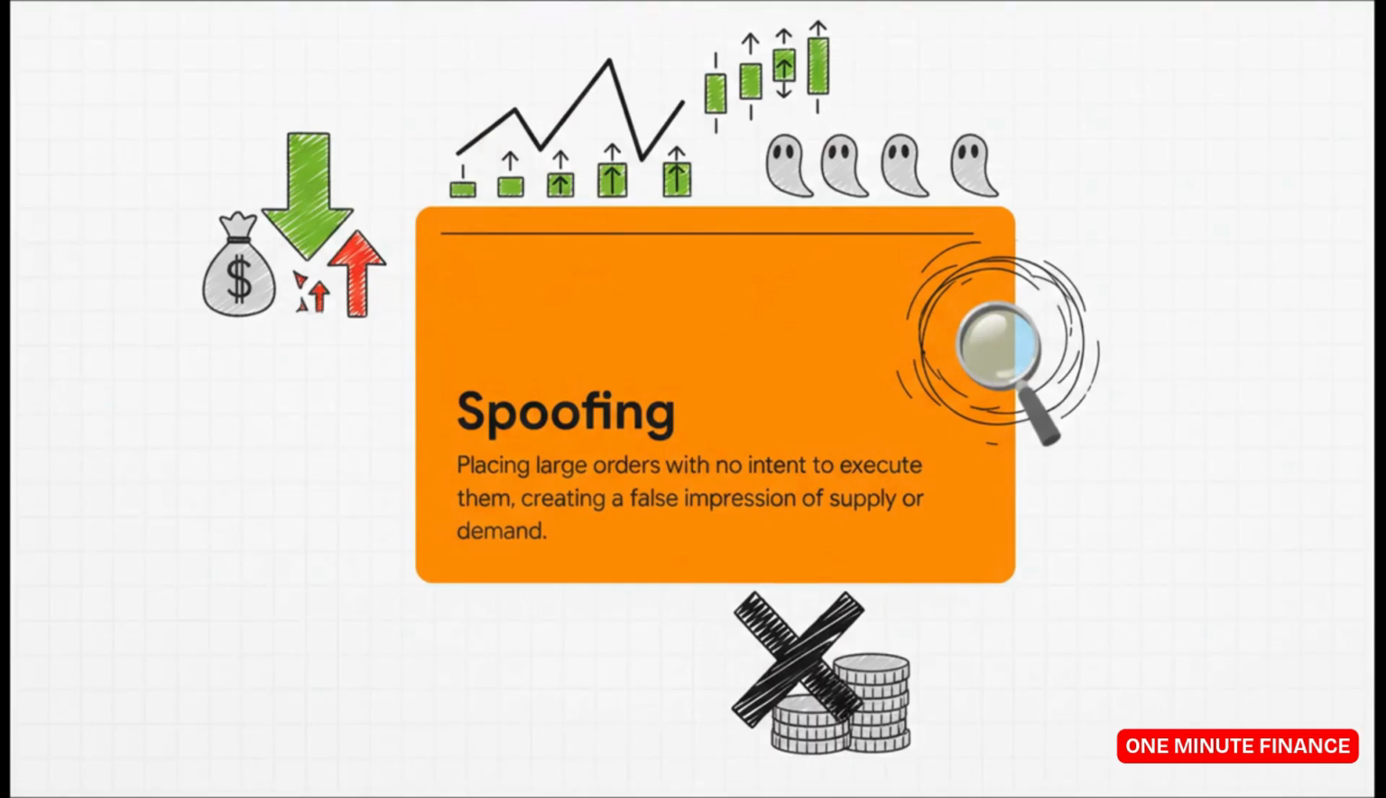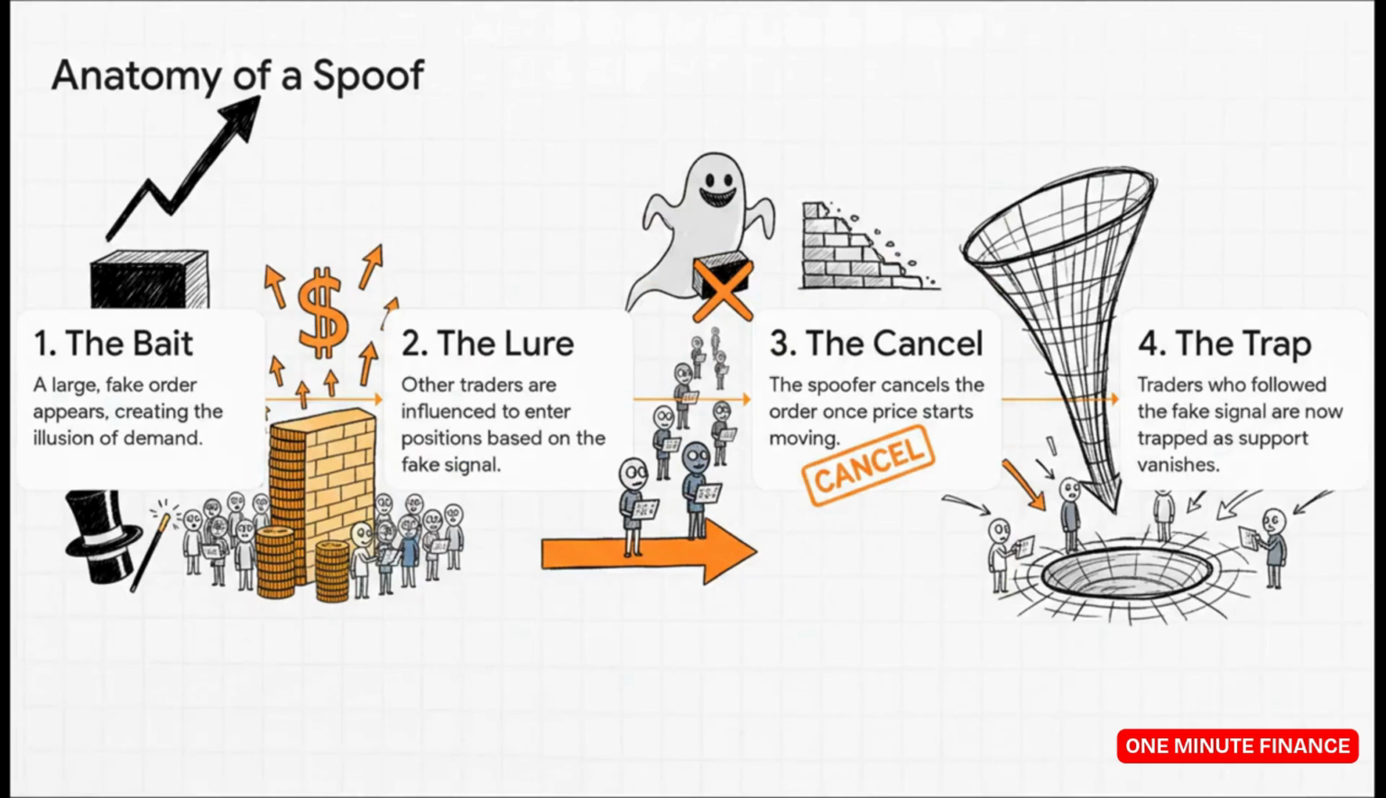Okay, so what is spoofing? It's basically a manipulation tactic where a trader places a huge, very visible order to mess with the market. They might flash this giant buy order to make it look like there's super strong support, to lure other people into buying. But here's the catch. They have absolutely zero intention of ever letting that order actually get filled. Here's how the trap is set.